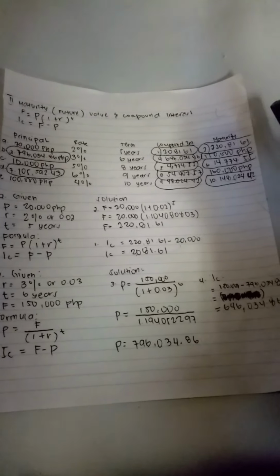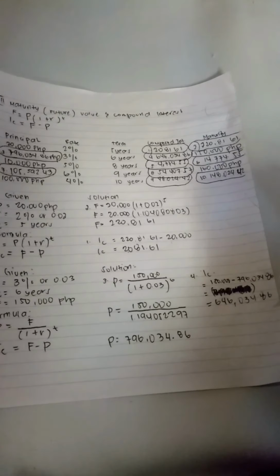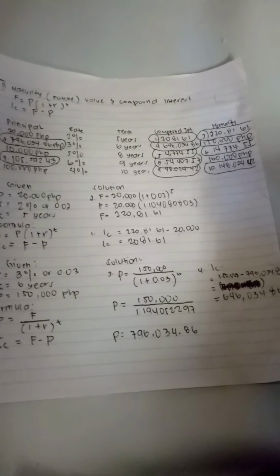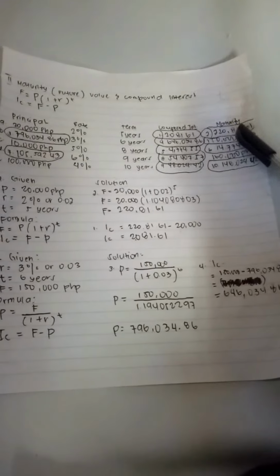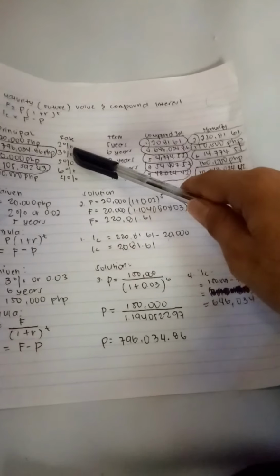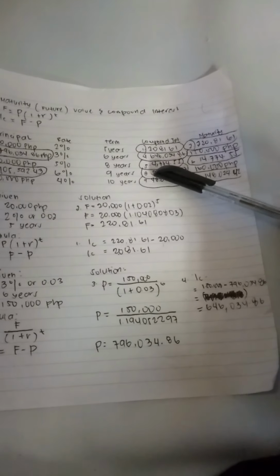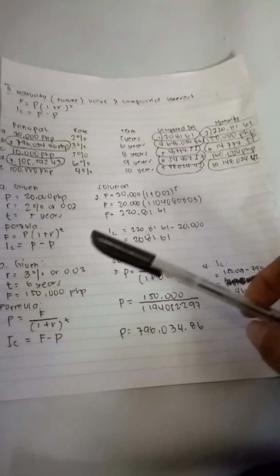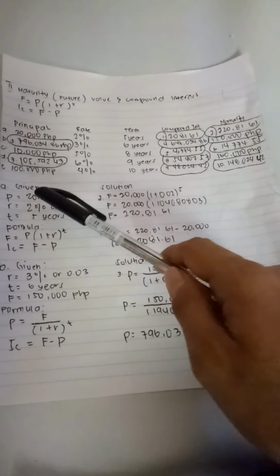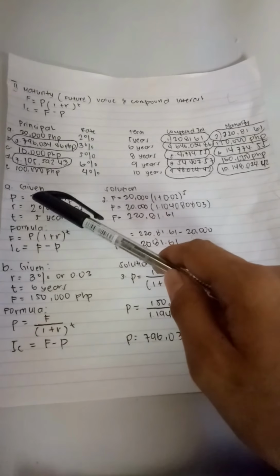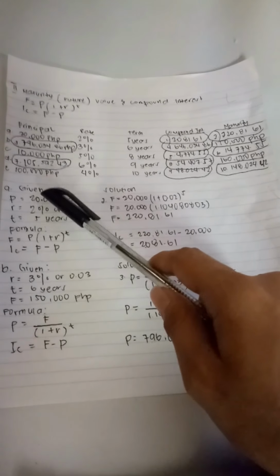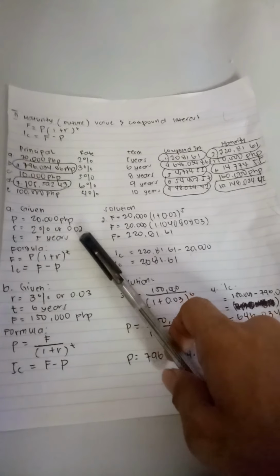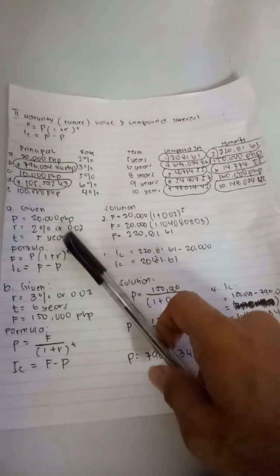Next naman po, isolve naman po natin is yung maturity future value and compound interest. Kung nakikita nyo po, meron po tayong ulit isang table na kung saan merong principal, rate, term, compound interest, and maturity. Sa given po, given po si principal, rate, and term. For the principal, we have 20,000. Rate is 2% or 0.02. The term is 5 years.